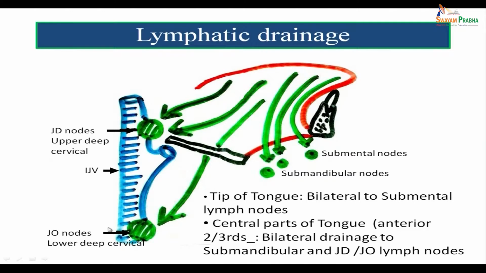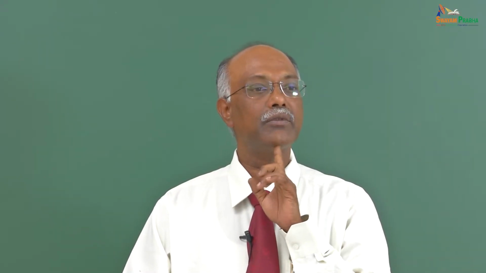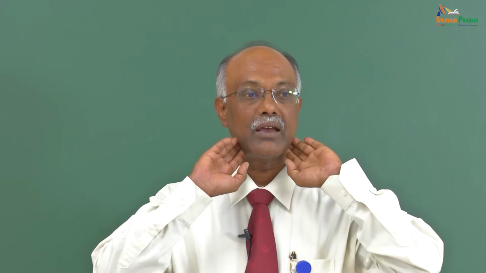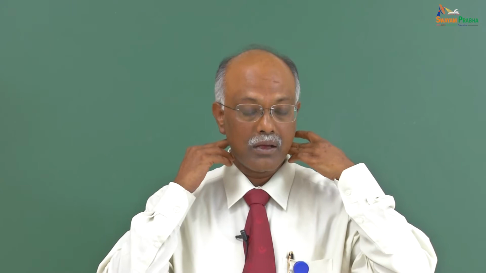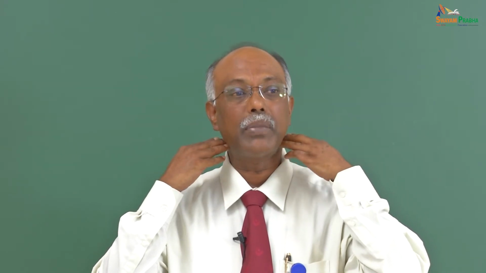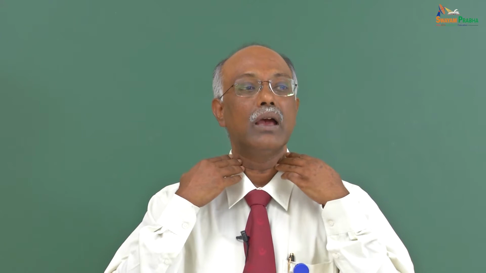Now look lower down in the picture, there are a set of lymph nodes here. These are called the jugulo-omohyoid group of lymph nodes. These are also called the lower deep cervical group of lymph nodes. So if you recapitulate, what are the lymph nodes we have just seen? Under the chin, you have the submental. Under the sides, you have submandibular. In the upper part of the internal jugular vein, you have the jugulo-digastric, also called the upper deep cervical. And lower down, you have the jugulo-omohyoid, also called the lower deep cervical group of lymph nodes.